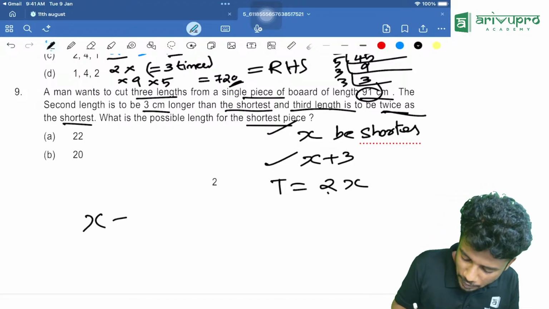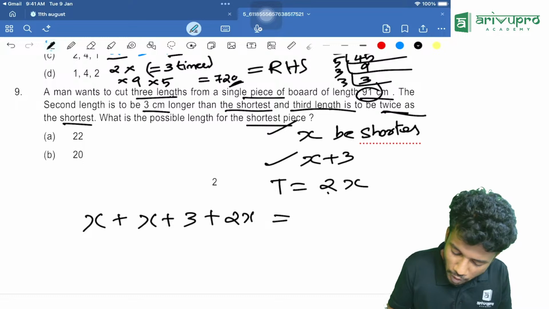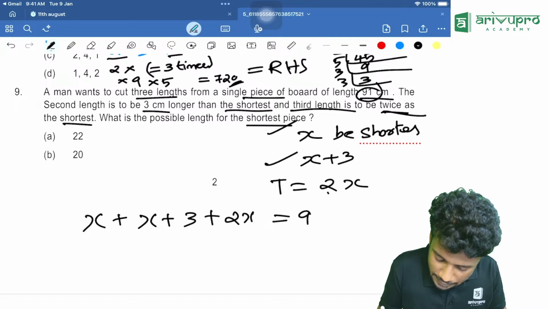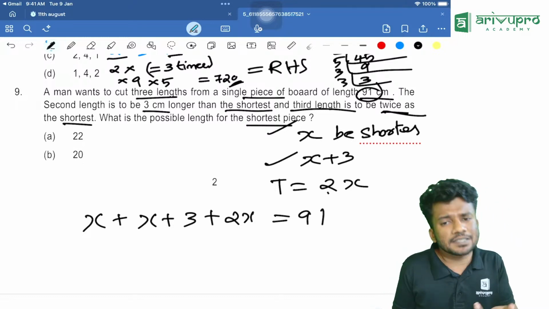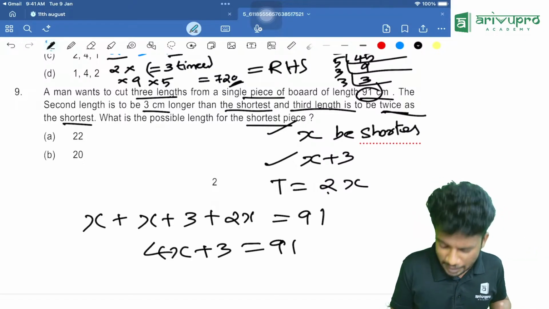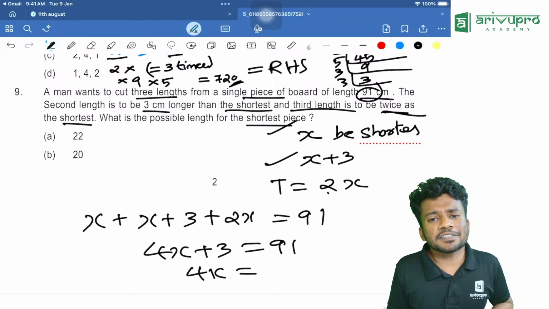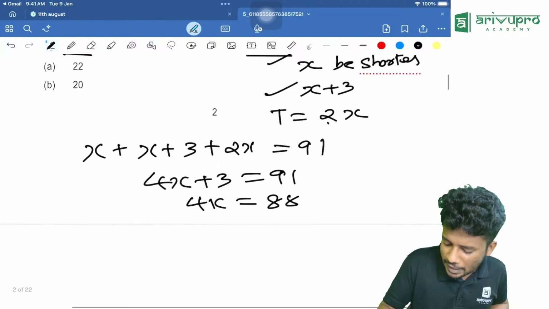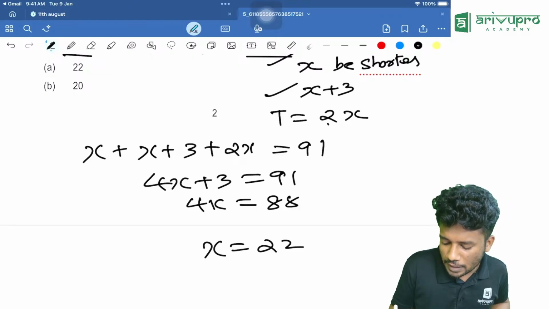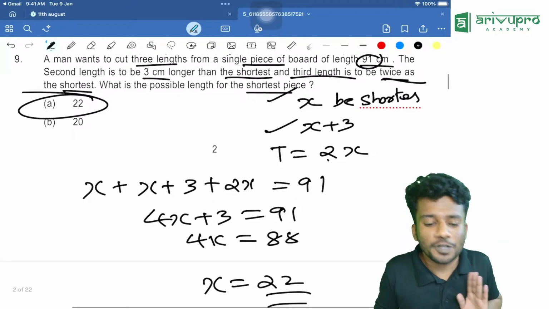Now x plus 3 plus 2x is equal to 91. Now x plus 2x is 3x, plus x is 4x, plus 3 is equal to 91. Then from that, 4x is equal to 91 minus 3, which is 88. From that, x is equal to 22. How did we get 22? 88 divided by 4.